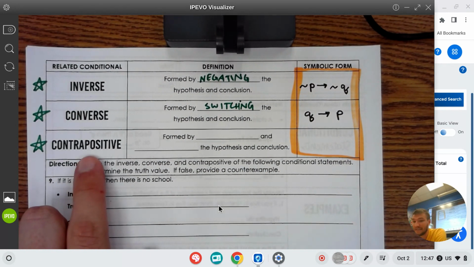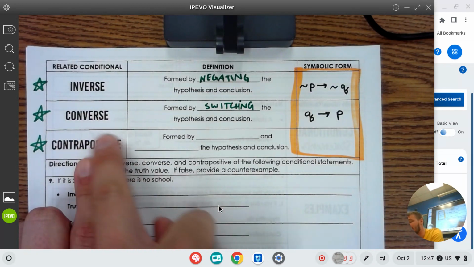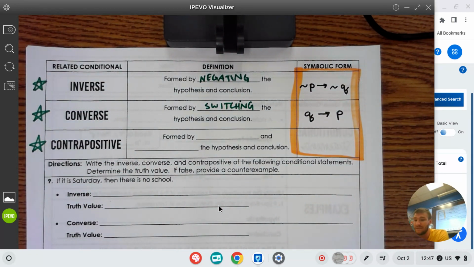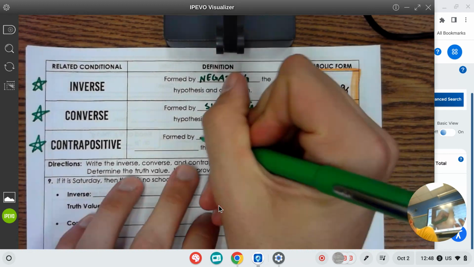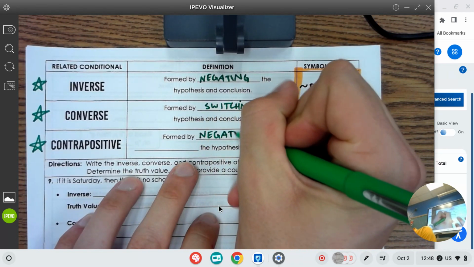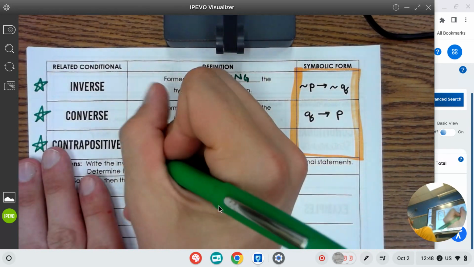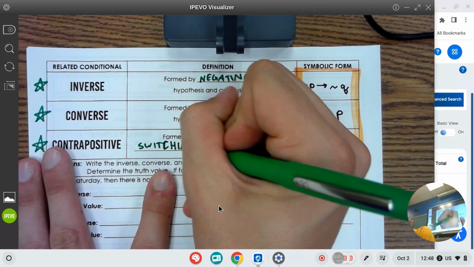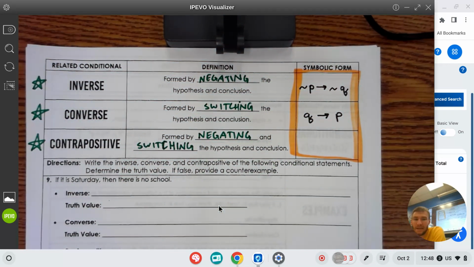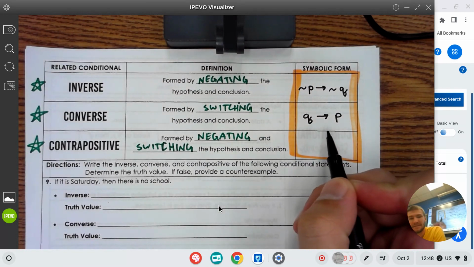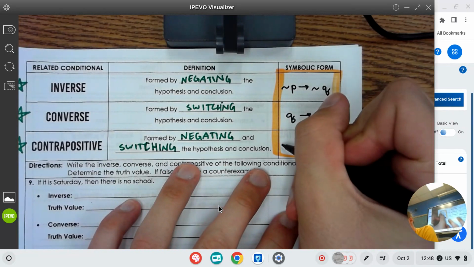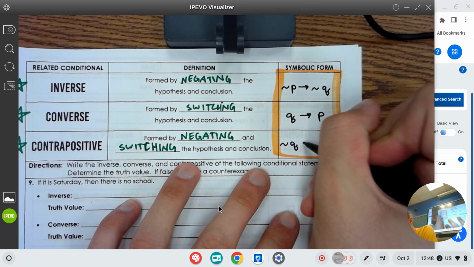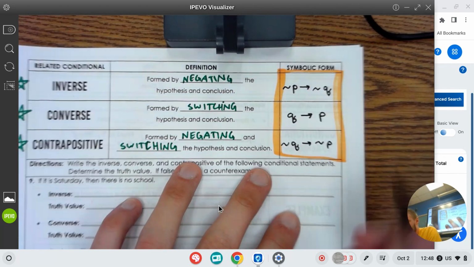Contrapositive is a crazy looking word. Contrapositive is twice as long as these. And so contrapositive is the double whammy. It's going to be negating and switching. Here we go. I can spell it right this time. Let's go. We got it. So if we're going to negate and switch, how are we going to set that up in symbolic form? Squiggly line Q implies squiggly line P. Yep.